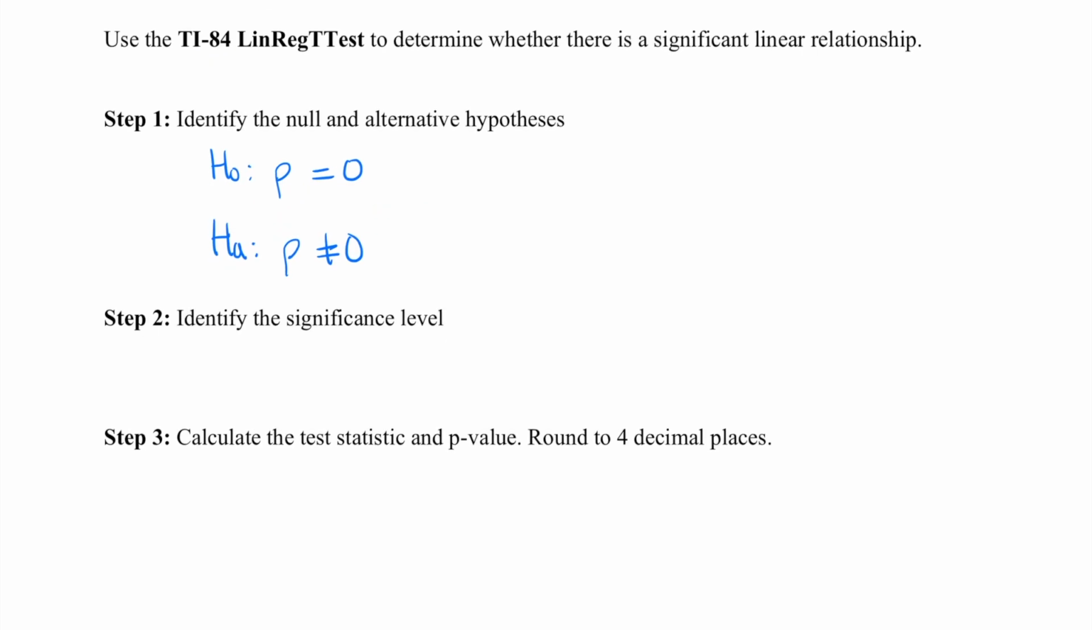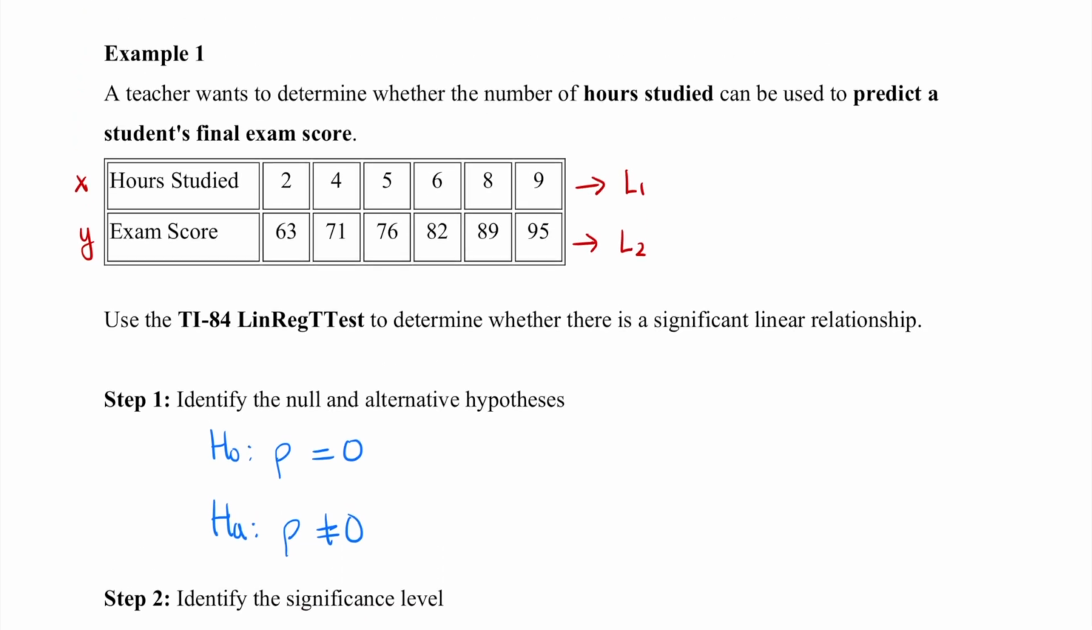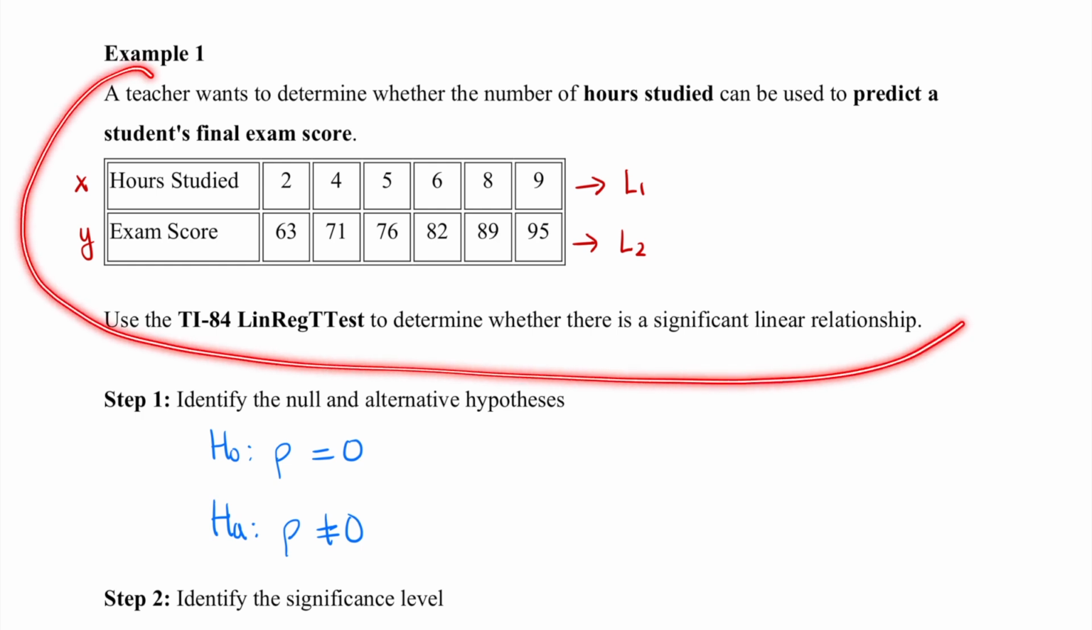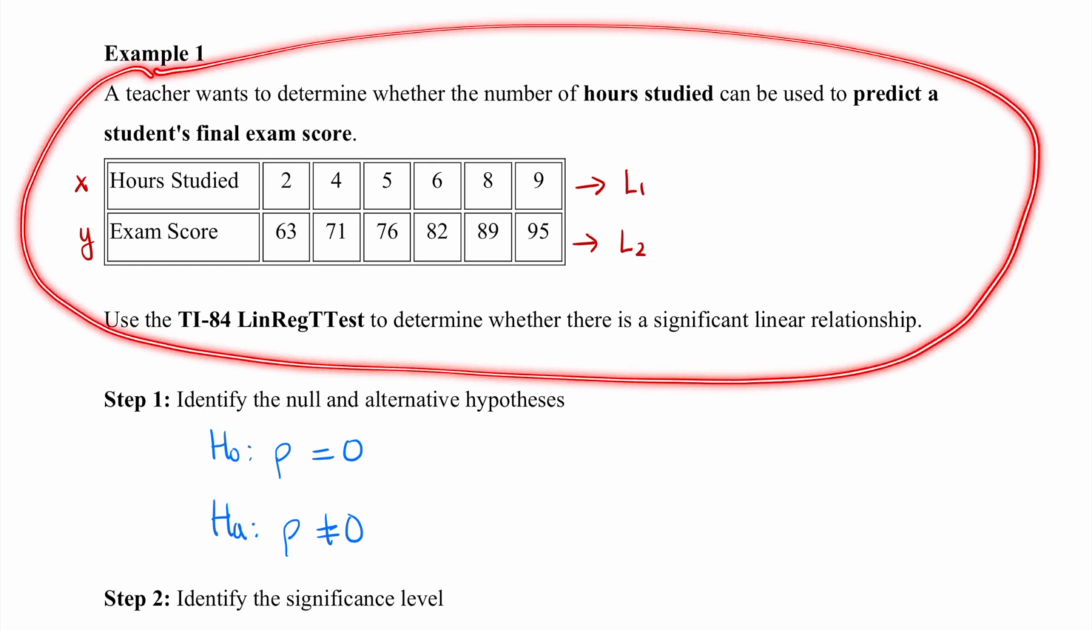Step 2, we need to identify the significance level. Let's go back to the problem. The problem does not give us the significance level, so we'll use 0.05.